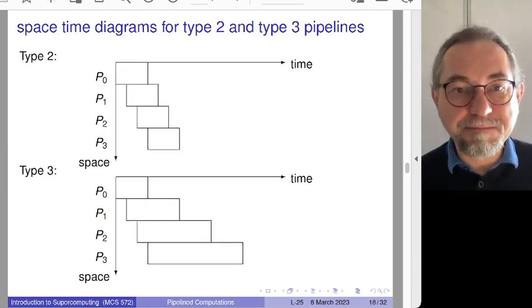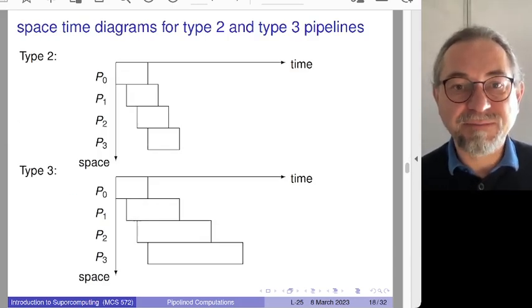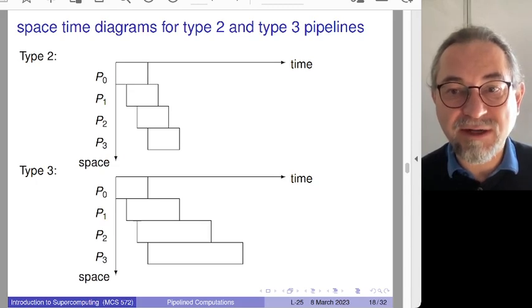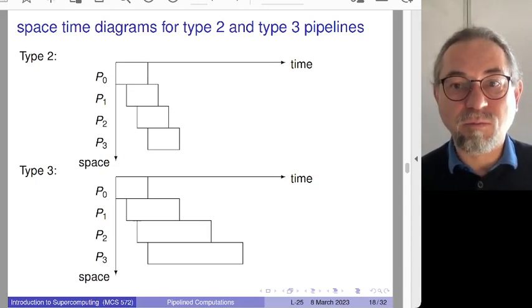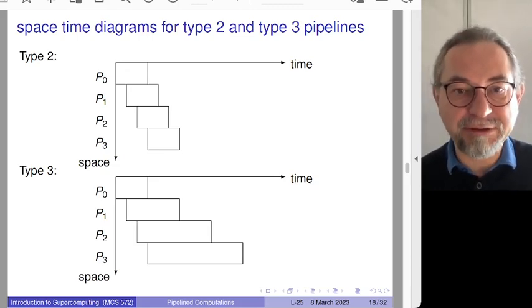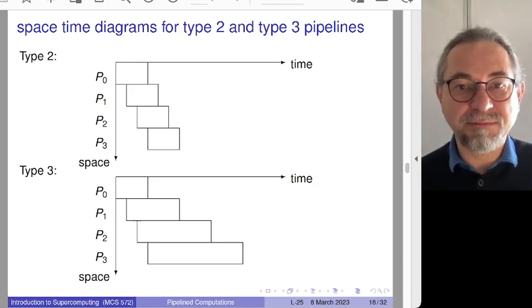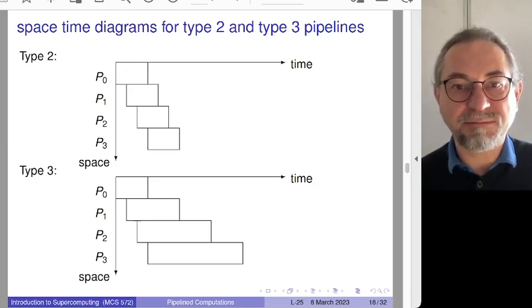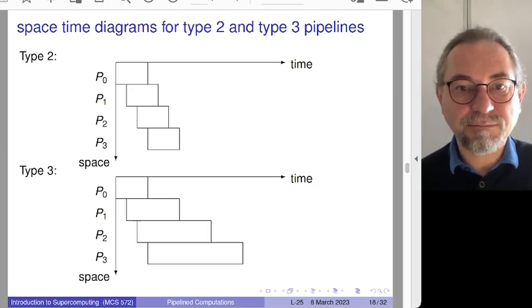So here are space-time diagrams for type 2 and type 3 pipelines. So you see in type 2, the second process can already start before the first process has completed entirely. So you can see from the space-time diagram that there is already speed up there.